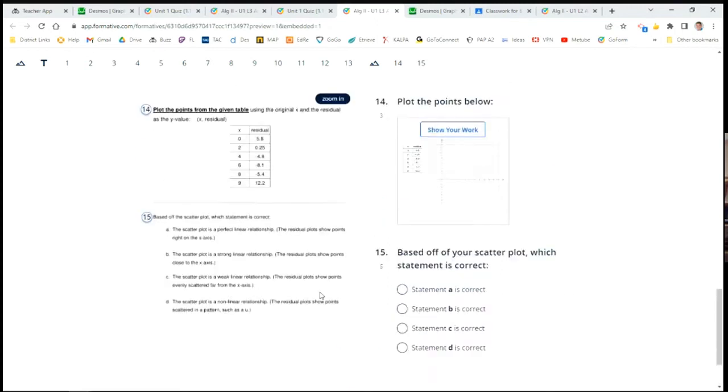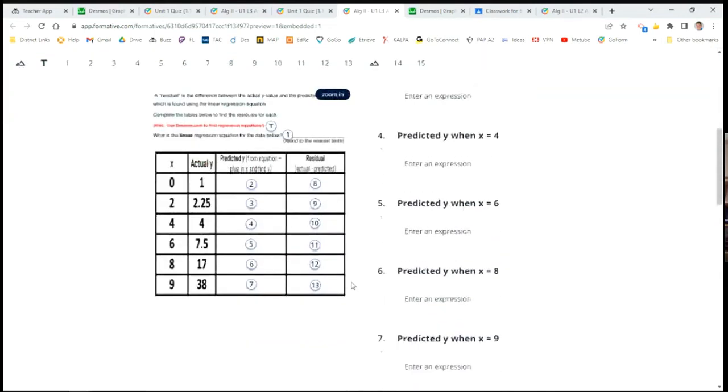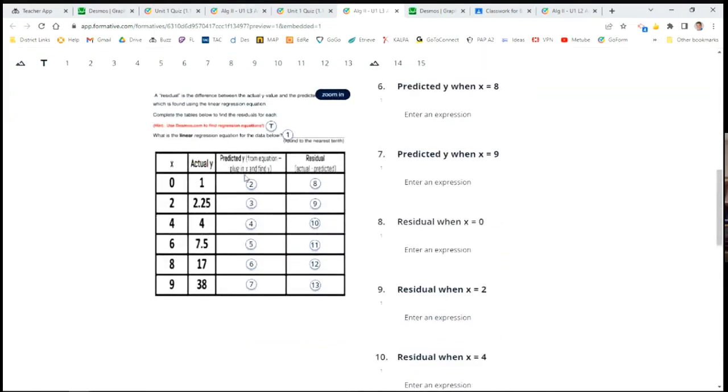So that is Lesson 3. That's the assignment. Again, it's all about residuals. You have to be able to do that linear regression equation, that line of best fit from our earlier lessons, in order to be able to do this. Because if you get off on that, then these are all going to be off. So round to the nearest 10th, 1 decimal.